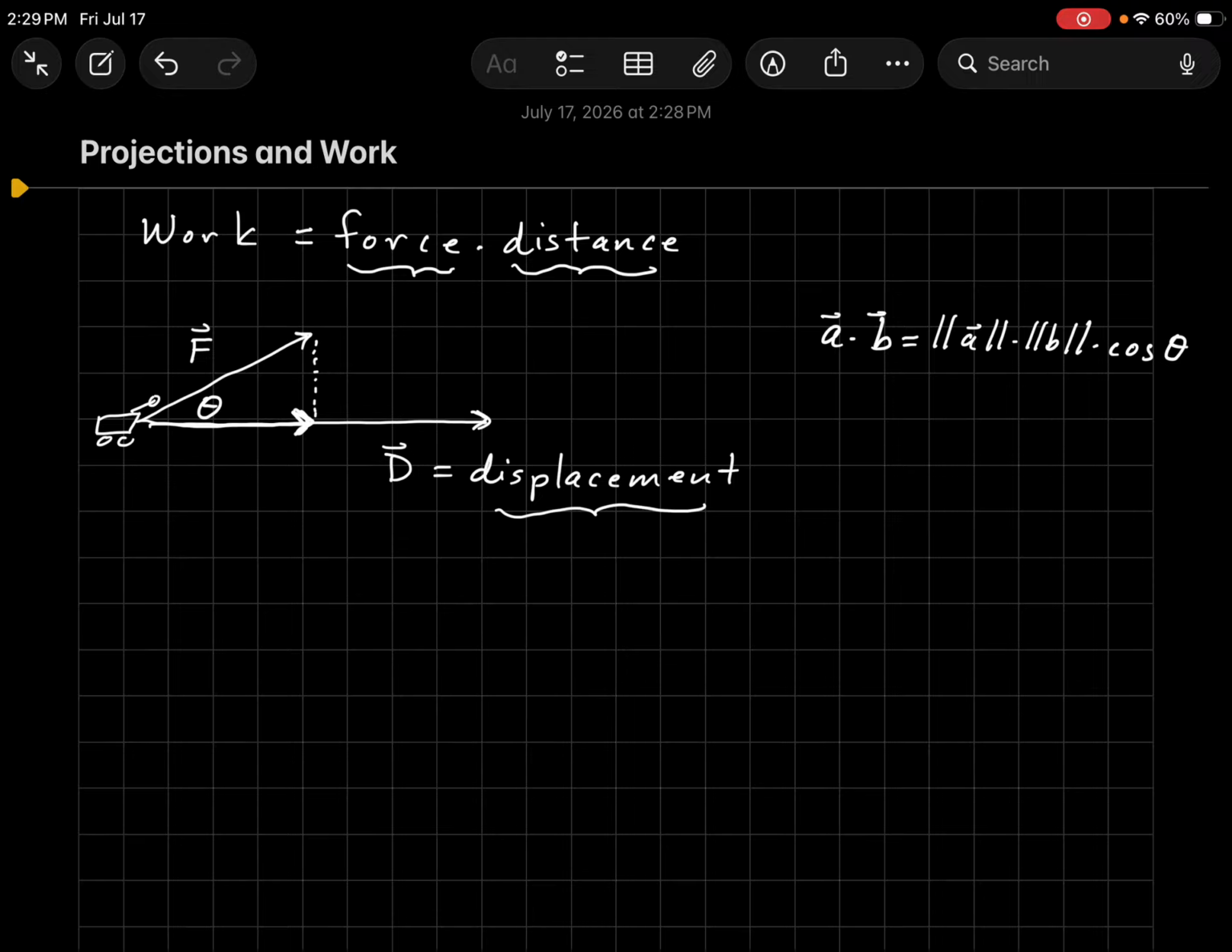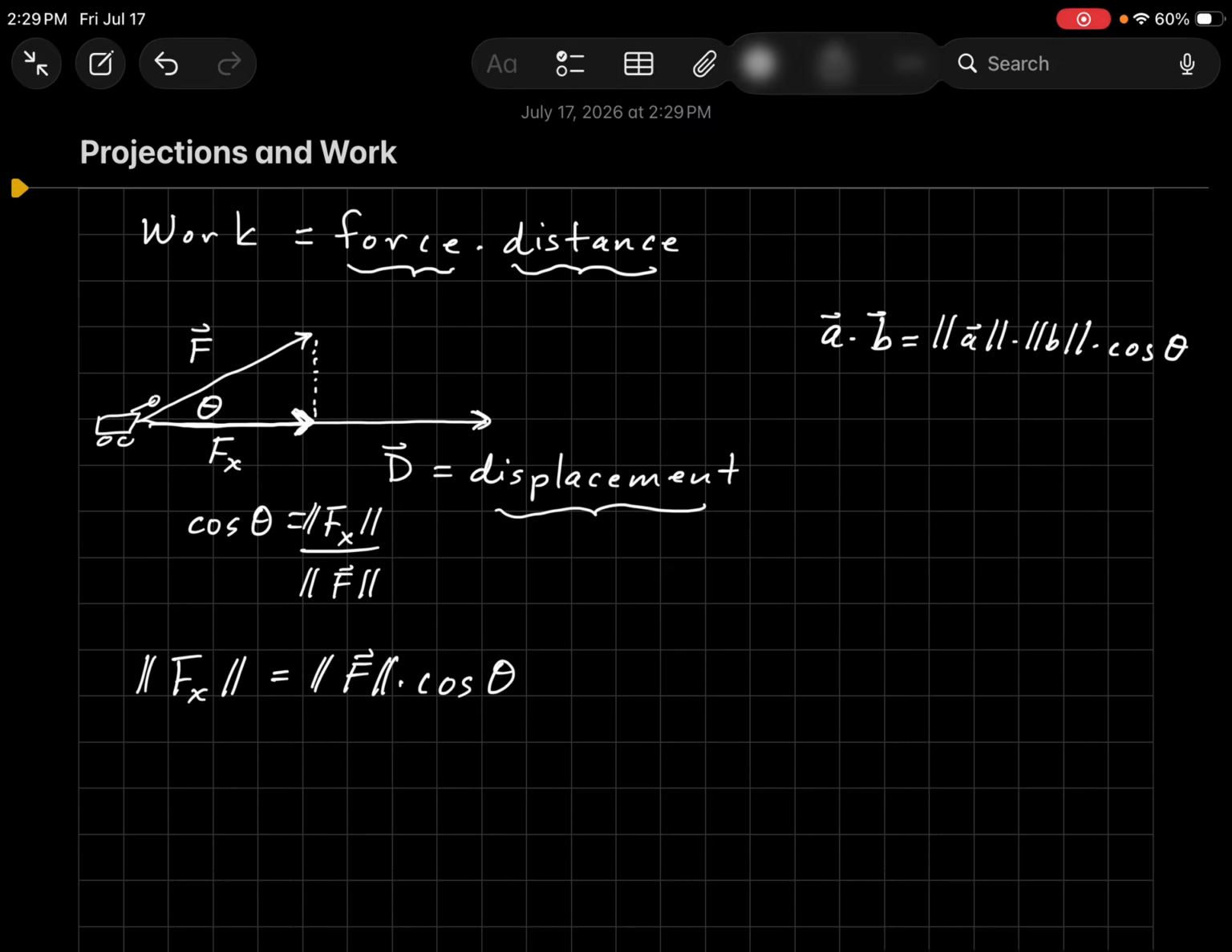Well, from right triangle trig, we see that the cosine of theta equals, and I'll put Fx for the force in the x direction, the magnitude in the x direction over the total magnitude of the force. In other words, the force that we want, the force in the x direction, its magnitude is F, that is the magnitude of the actual original vector F, times the cosine of theta.